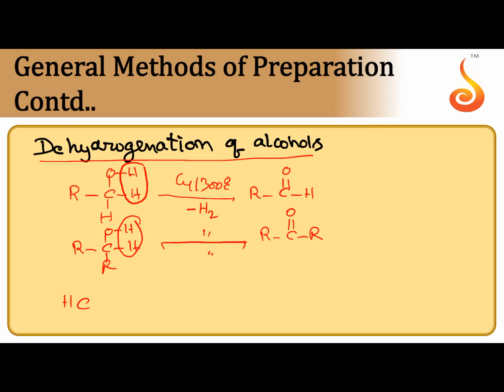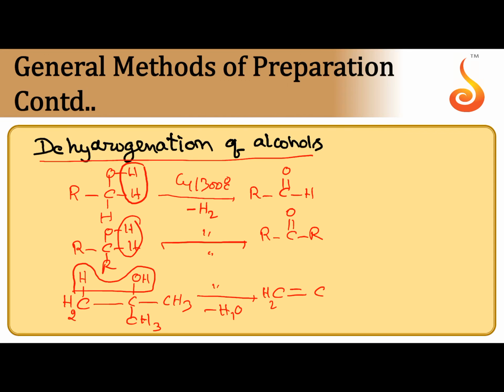If it is a 3-degree alcohol, instead of dehydrogenation, dehydration takes place. OH from the alpha carbon and H from the beta carbon are both removed in the form of H2O. So dehydration is preferable, producing alkene.